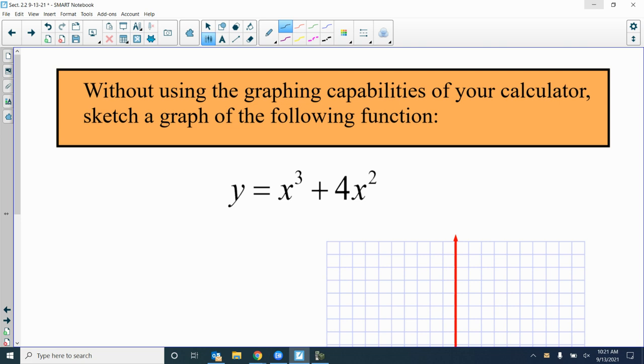Isn't it like the one with the flippy thing? The flippy thing? Could be. Could have the flippy thing on there.